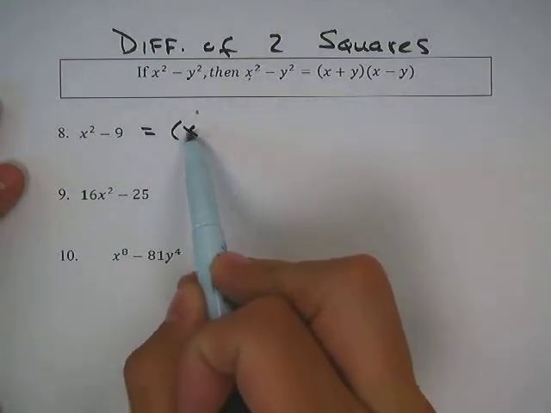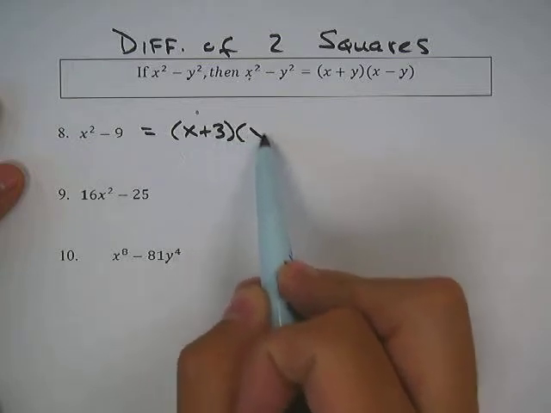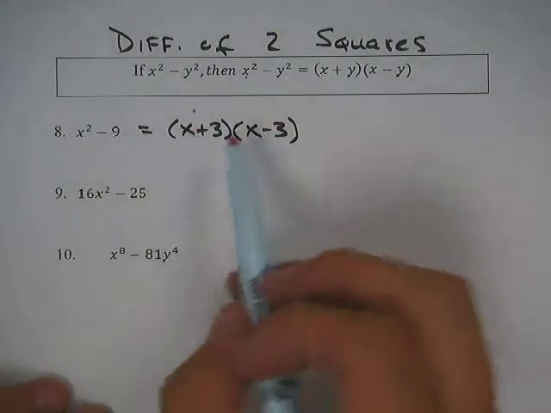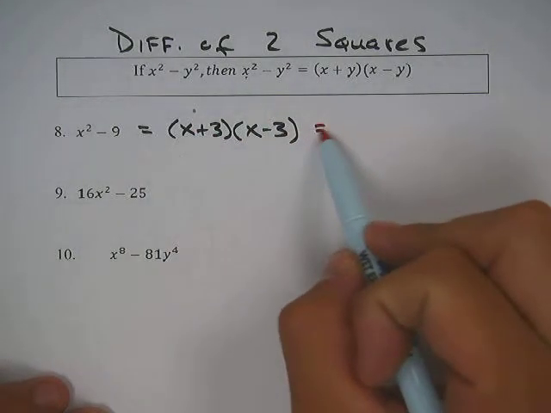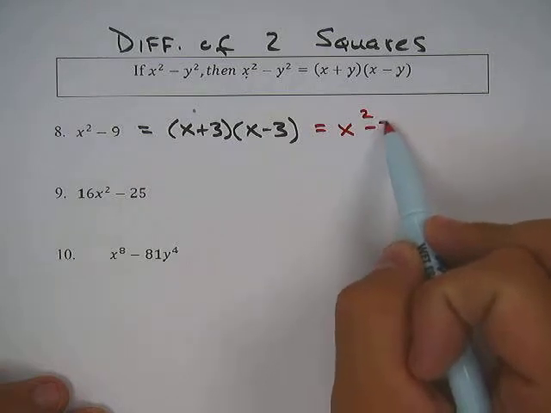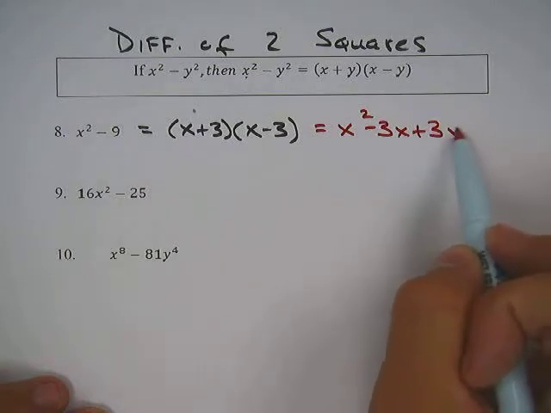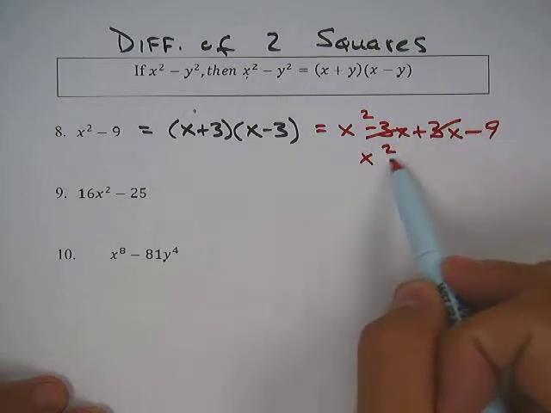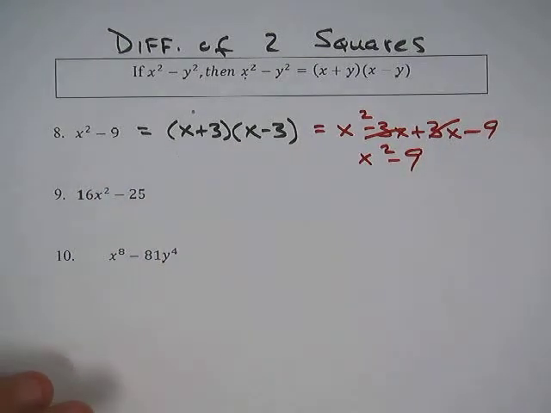So as I look at x squared minus 9, that means that it would factor to be x plus 3, x minus 3. And how do I know? Well, again, I can check. I can just FOIL it back together. So if I FOILed it back together, I would get x squared minus 3x plus 3x minus 9. X squared, these cancel, and I just get x squared minus 9. So there you go.